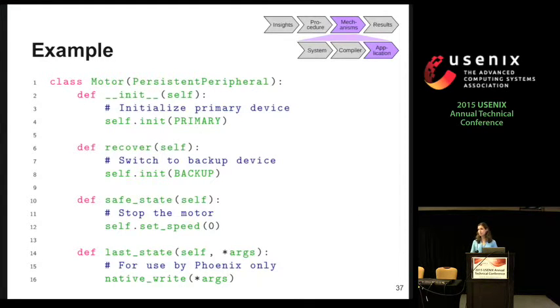They also may potentially need to define one or two additional restoration functions. So for instance, here we have an example of the motor, which is a persistent peripheral, and so it needs that safe state function that I mentioned earlier. But as you can see, both the recover and safe state functions are just a single line of Python code in this example, which is a realistic example that we used. So you can see the recovery code just switches over to a backup device, and the safe state code sets the motor speed to 0.